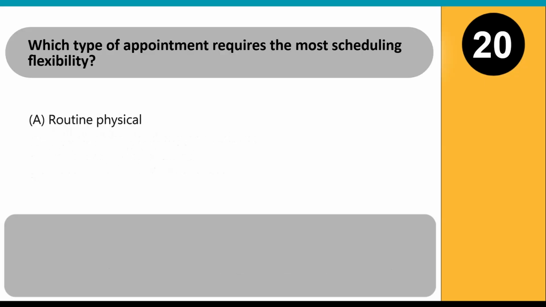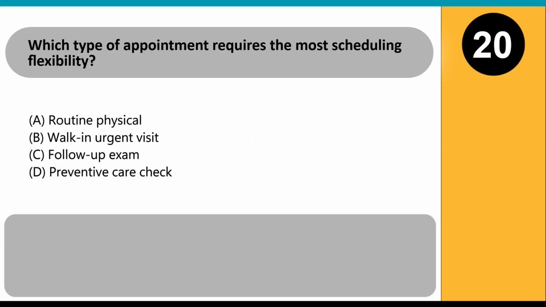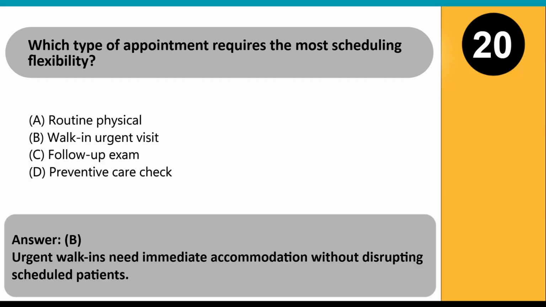Which type of appointment requires the most scheduling flexibility? A. Routine physical. B. Walk-in urgent visit. C. Follow-up exam. D. Preventive care check. Answer B. Urgent walk-ins need immediate accommodation without disrupting scheduled patients.